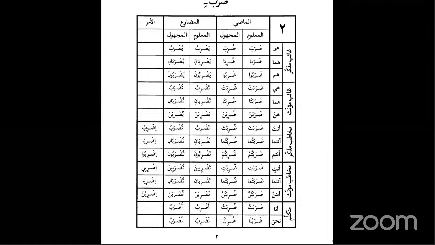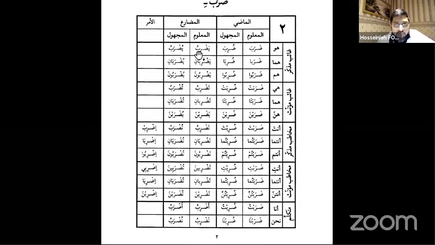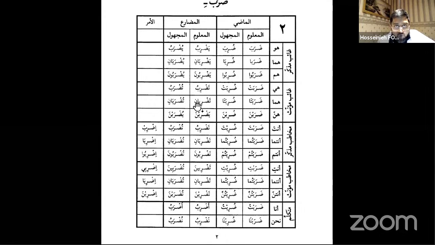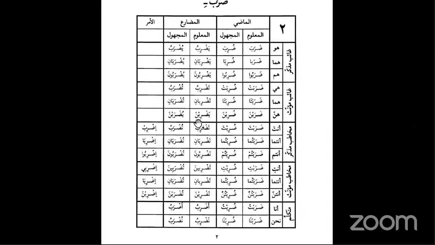So yadribu is the singular, and it gets a dhamma. In yadribani, for it to show it's in halatul marfu, you have the noon with the kasra, and in yadribuna, you have the noon with the fatha. In tadribu, you have the dhamma at the end. In tadribani, you have the noon with the kasra. In yadribna, you have the noon with the fatha.